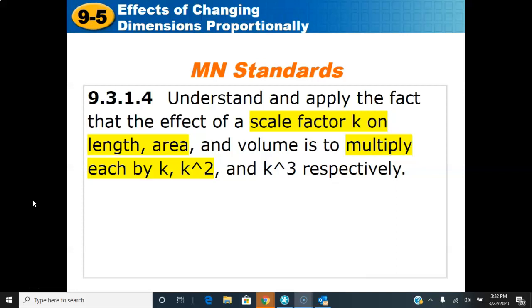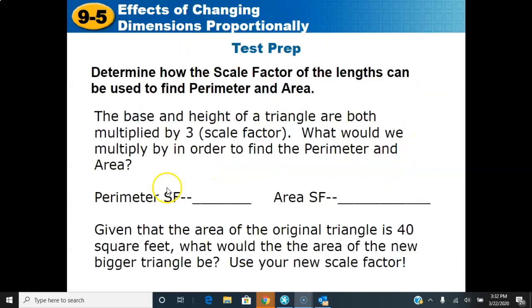The problem we're going to look at today is pretty basic. I put triangle in here, but it could be anything. In fact, spoiler alert, it probably won't be a triangle when you get to your assessment. We're looking at any triangle, and we're multiplying the base and the height by 3. What's the effect going to be on both the perimeter and the area? And then there's a second question: given that the area of the original triangle is 40 square feet, what would the new area of the bigger triangle be? And the advice there is to use your new scale factor.